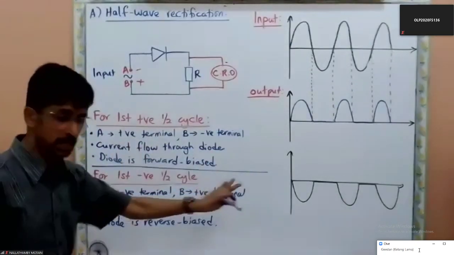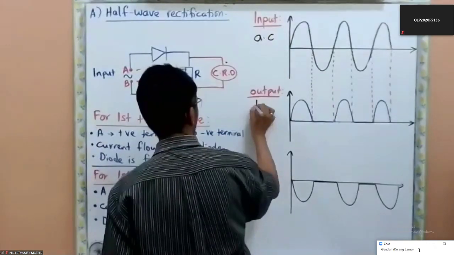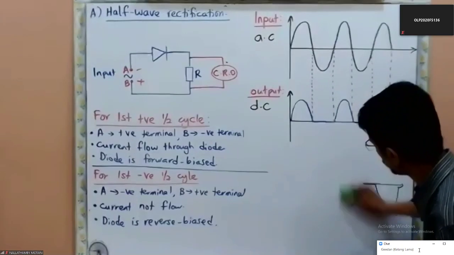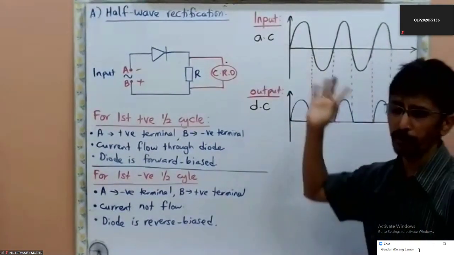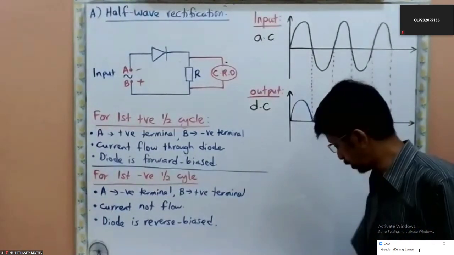Anyway, this is still DC. The input is AC current, the output is DC current. Only half of the wave passes through the diode, so we say half wave rectification.